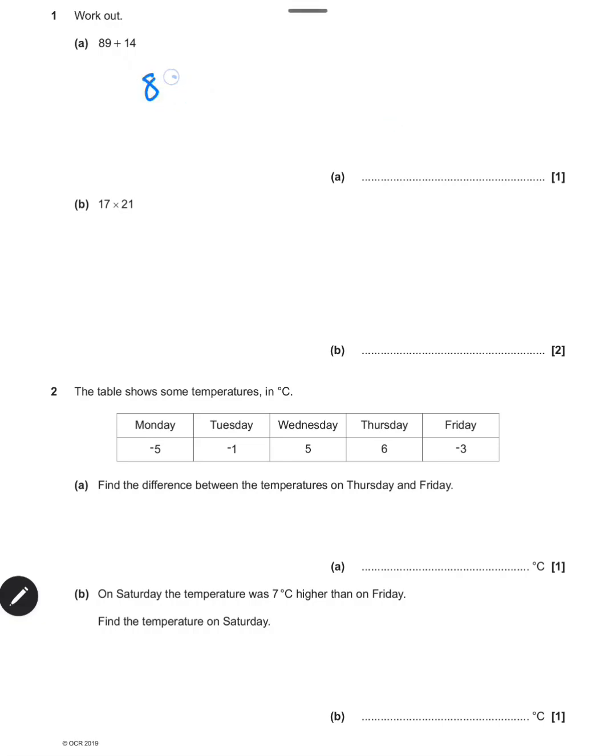So we're going to do 89 added to 14, it's a non-calculator paper. 9 add 4 is 13. And 8 add 1 is 10. Your answer is 103.